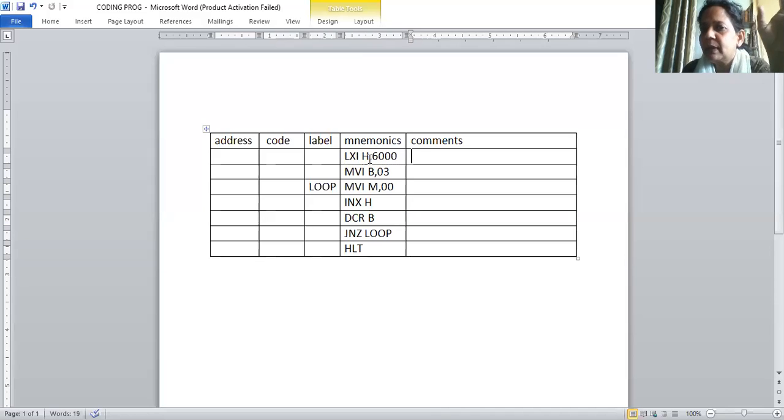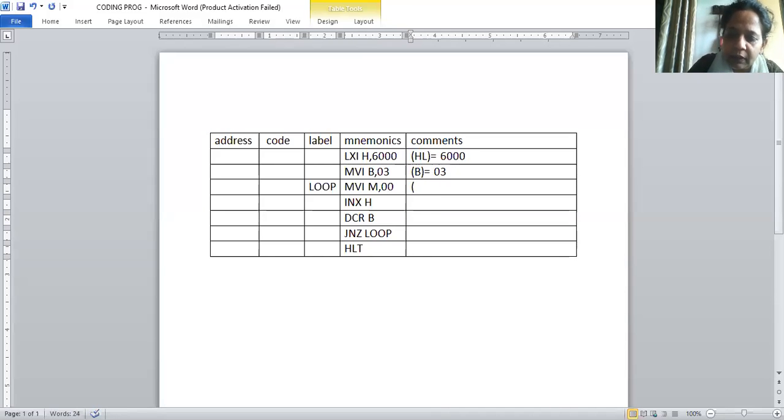For example, LXI H 6000, what does this instruction do? It will make the HL value 6000. This is the comment, right? You can write it in a sentence. Right now I don't have that much space, so I'm just writing in short form. MVI B 03, that means the register B will now contain the value 03. MVI M 00, M means the address specified by HL, 00 will go into it.